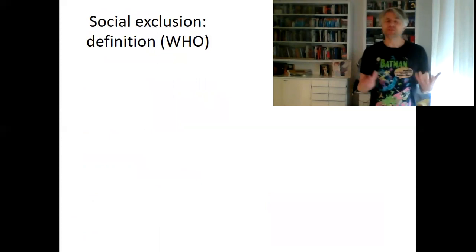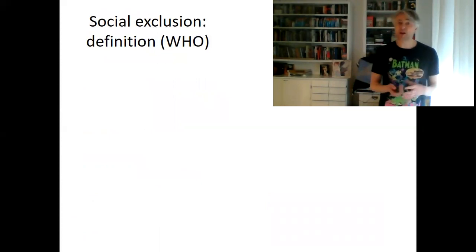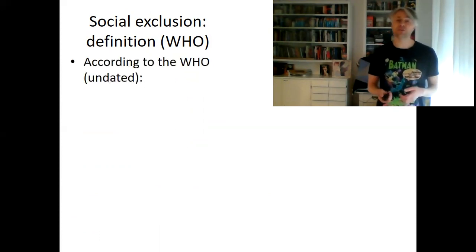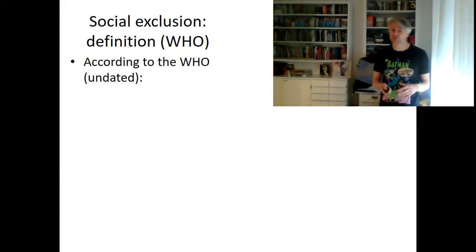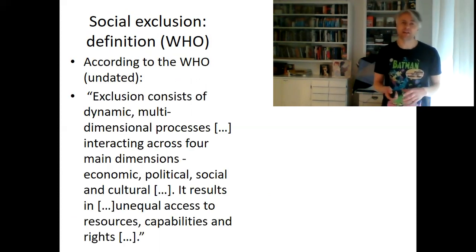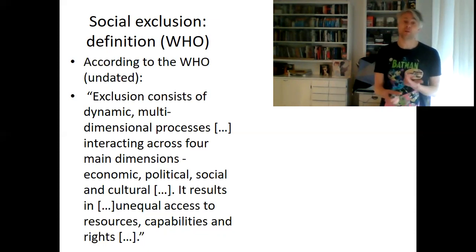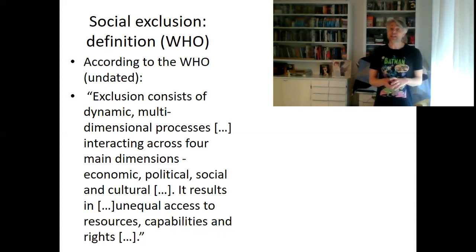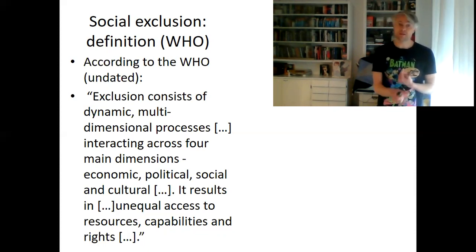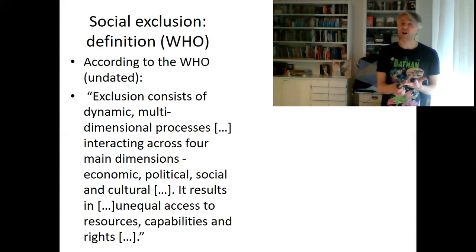What did you have? Once again, I can give you a quite well-known definition. The World Health Organization found this quite a useful concept, social exclusion, because it's so linked to health determinants. The World Health Organization definition, which comes from their website, my ones are undated: Exclusion consists of dynamic, multi-dimensional processes interacting across 4 main dimensions. They list these then: economic, political, social, and cultural. It results in unequal access to resources, to capabilities, and to rights.